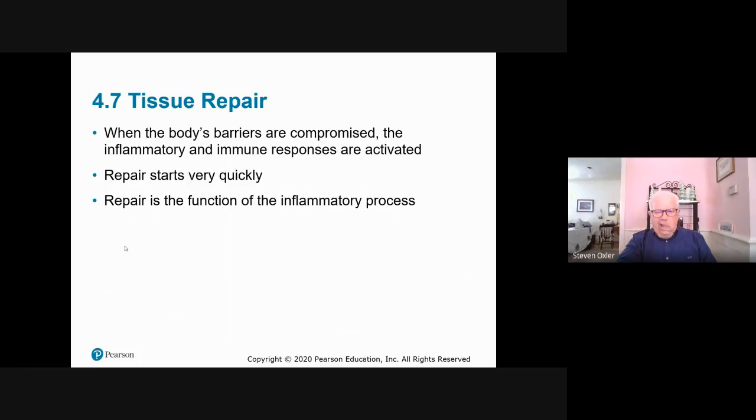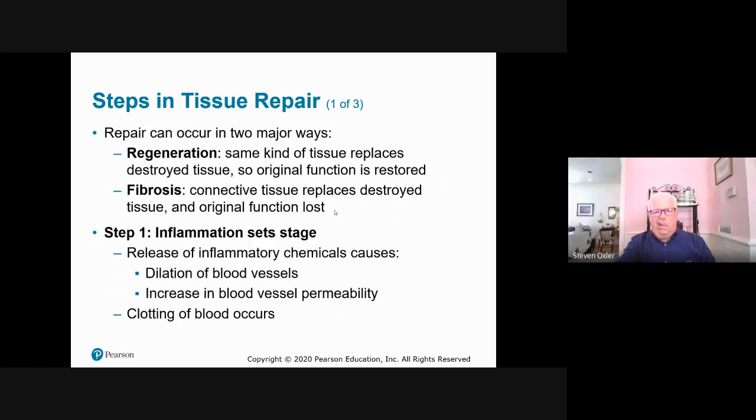Okay? The last thing we talk about is tissue repair. What happens when your body barriers are compromised, either by trauma, inflammation, or immune responses? Okay? Repair starts very quickly. Repair is the function of inflammatory processes. You cut your arm, you have an infection in your arm. The body reacts very, very quickly.